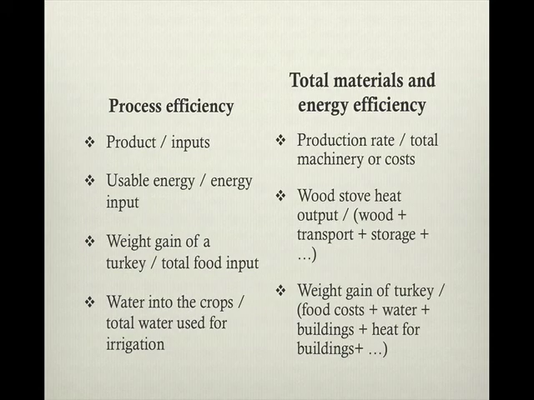The first, process efficiency, is simply where we have how much product is produced for how much input is coming in. And it's a very simple ratio of the products over the total inputs. For example, it might be something like usable energy over energy input on a fireplace. How much energy as wood did you put in? How much energy did you get back into the room as heat?